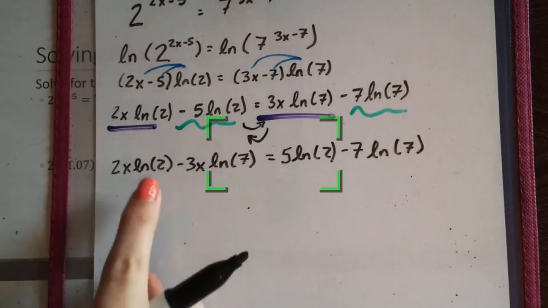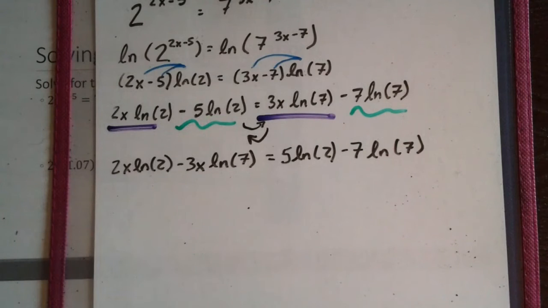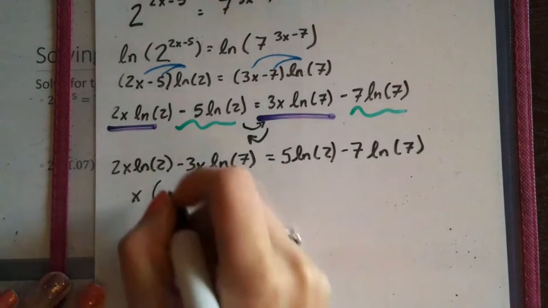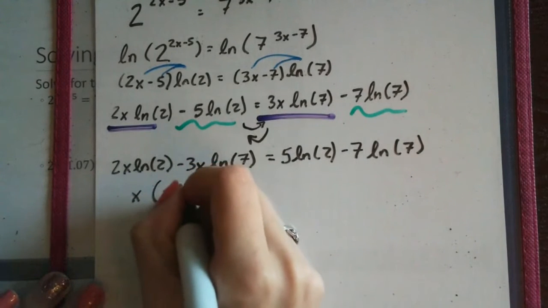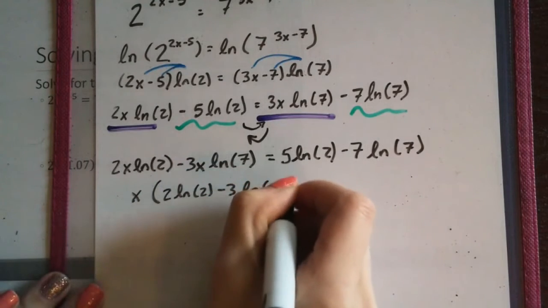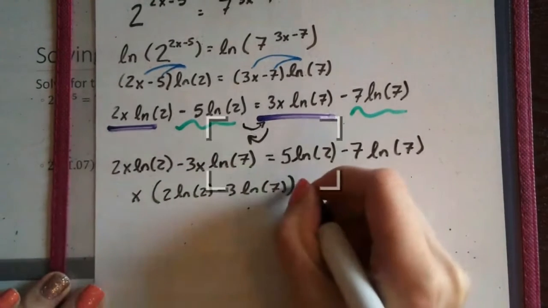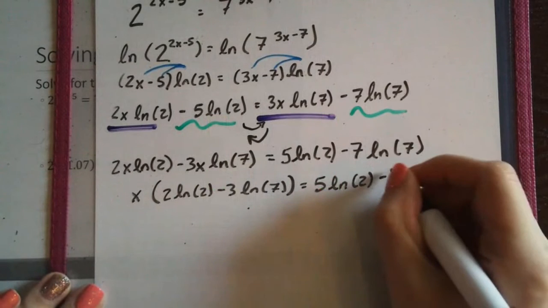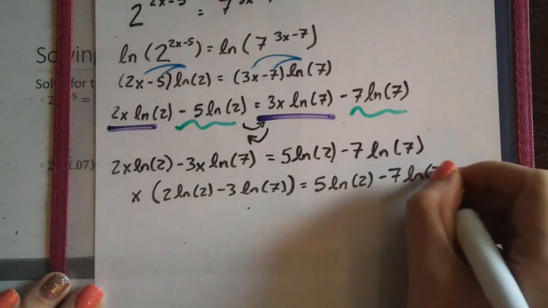On the left-hand side now, both of my terms have an x, so I can factor out x as the greatest common factor. What that leaves me with in parentheses is 2 times the natural log of 2 minus 3 times the natural log of 7. I'm not changing the other side: 5 natural log of 2 minus 7 natural log of 7.